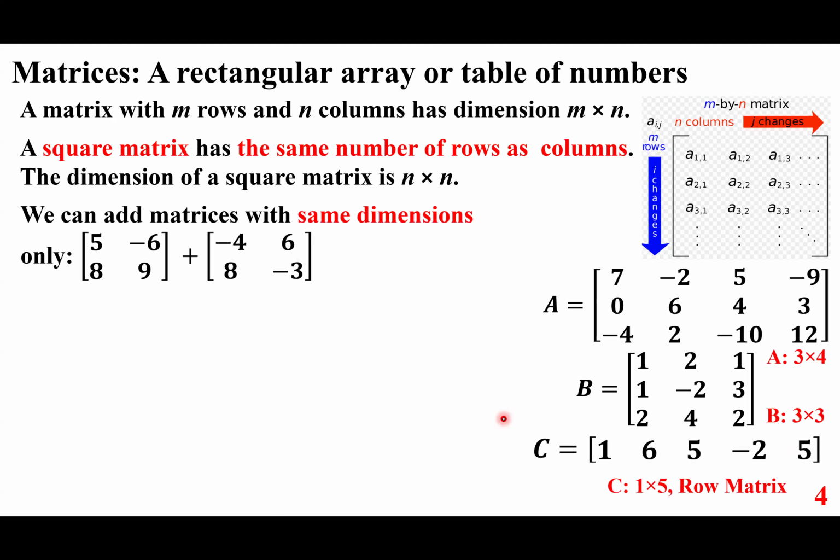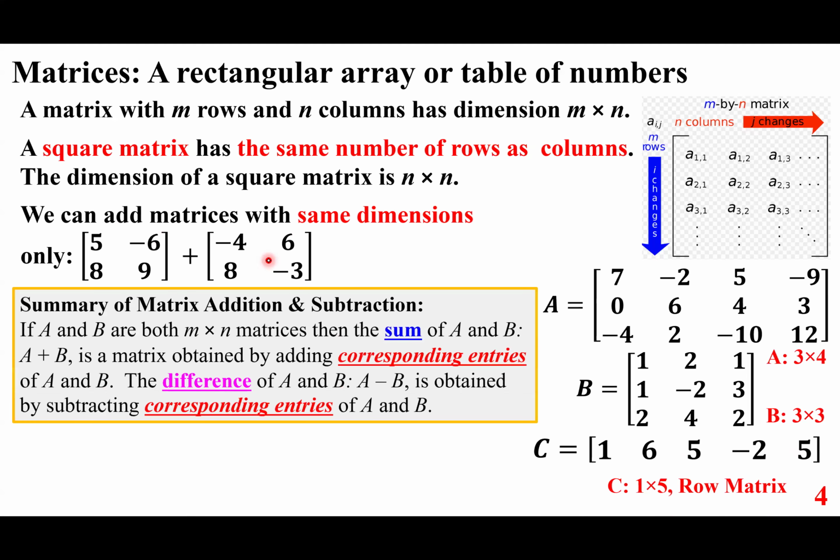So having said that, let's discuss addition. We can add matrices with the same dimension. So obviously a 2 by 2 with a 2 by 2, only. And the way we add them up, summary of matrix addition and subtraction: if A and B are both m by n matrices, then the sum of A and B, or A plus B, is a matrix obtained by adding corresponding entries of A and B. The difference of A and B, A minus B, is obtained by subtracting corresponding entries of A and B.